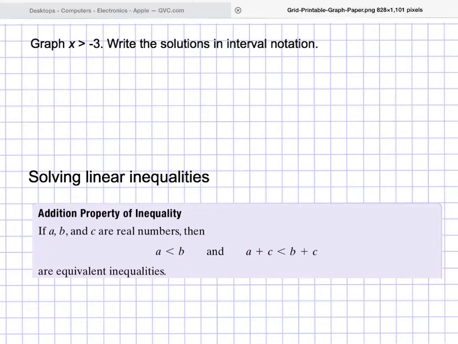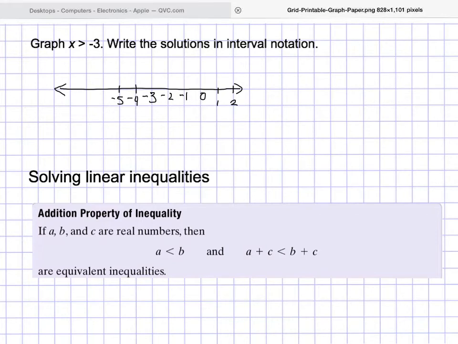So let's graph. We want a number line. Remember, a number line has to have arrows at the end. And let's make us a -3 anywhere we want to. So if this is -3, that means this is -2, this is -1, and this is 0. All right, so this would be -5, -4. This would be 1. This would be 2.